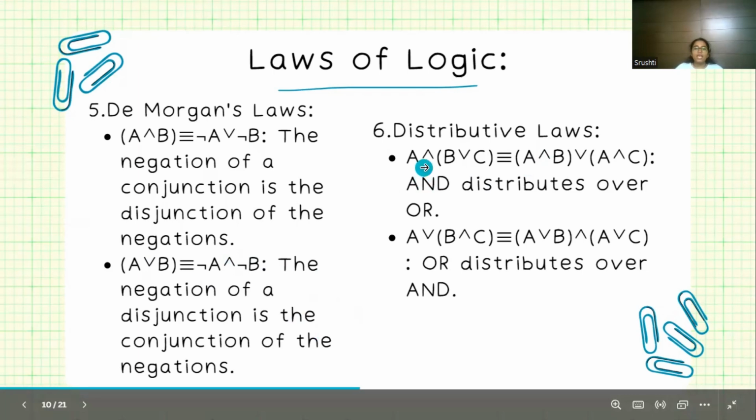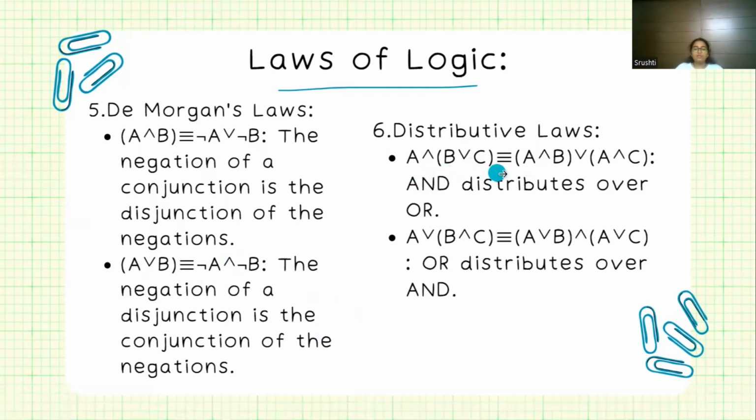Distributive law. A and (B or C) is equal to (A and B) or (A and C); and distributes over or. A or (B and C) is equal to (A or B) and (A or C); or distributes over and.